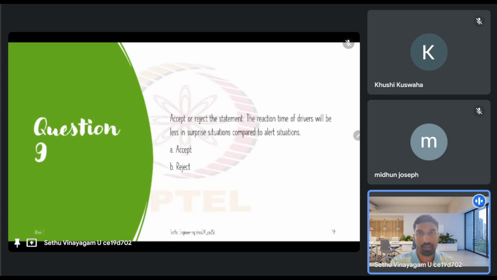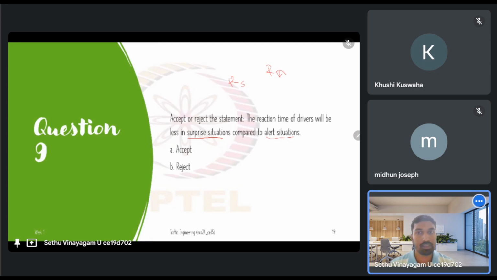So here we are looking at the reaction time. This is also one of the characteristics of the road users that we need to take into consideration. We are looking at two scenarios. One is the surprise situation, the other is the alert situation. Alert situation means you are already aware of something in your environment, so you know what's going to happen. Surprise situation means you are thinking that the normal conditions will keep on happening, but suddenly you are faced with some hazard or some danger. So that is the surprise situation.